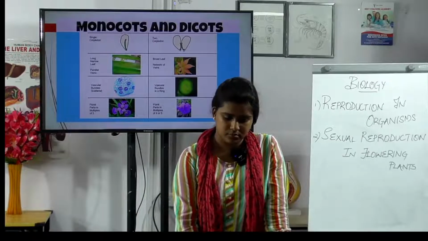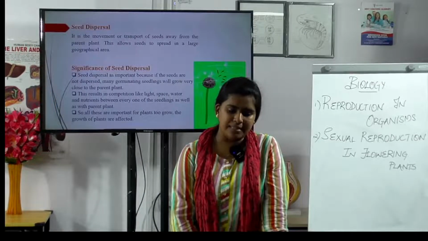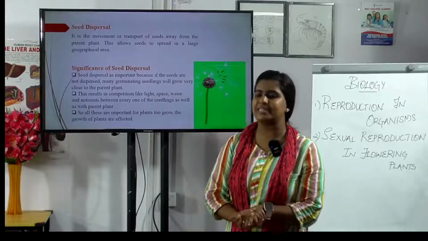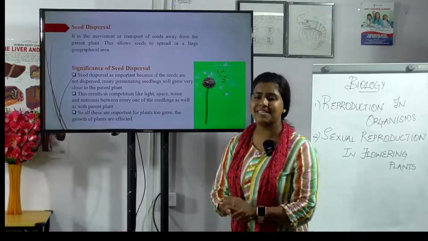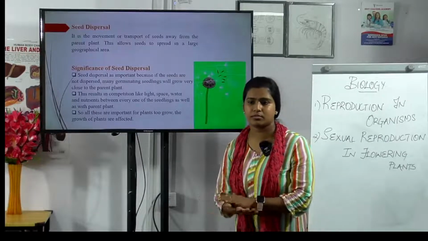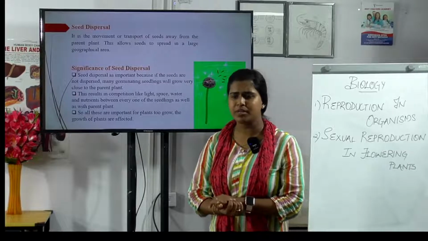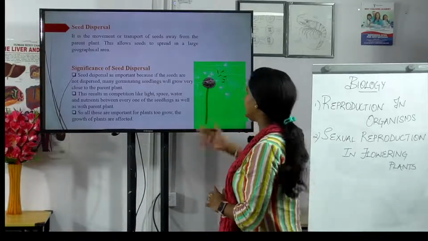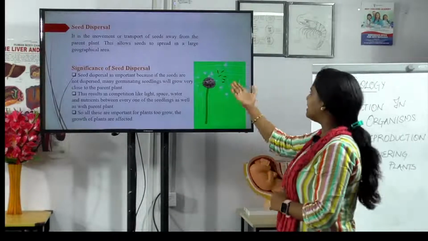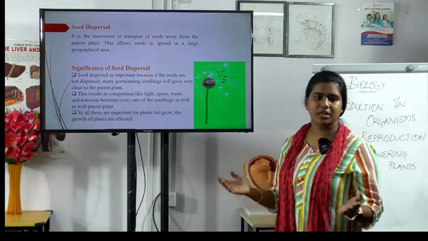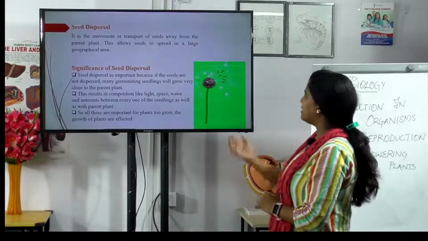Okay. Now let us see seed dispersal. What is seed dispersal? It is the transfer of seeds away from the parent plant, and this allows the seeds to spread over a larger geographical area. This is called seed dispersal.